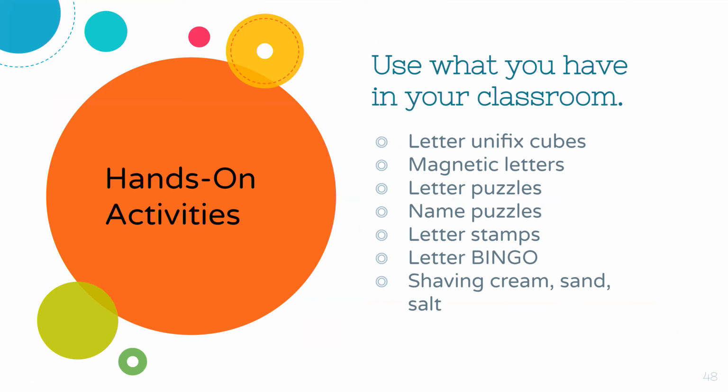Use what you have in your classroom to plan hands-on activities for children. You have letter unifix cubes, magnetic letters, letter puzzles. You can make name puzzles for your children. You can use letter stamps, letter bingo, shaving cream, sand, and salt for those sensory experiences, Play-Doh. Use what you have in your classroom to provide hands-on activities for your children, especially during independent time in centers and small group. We don't want children relying on iPads and technology to interact with letters. You should be having them use their hands-on experiences and materials to gain that understanding and interact and play with letters.